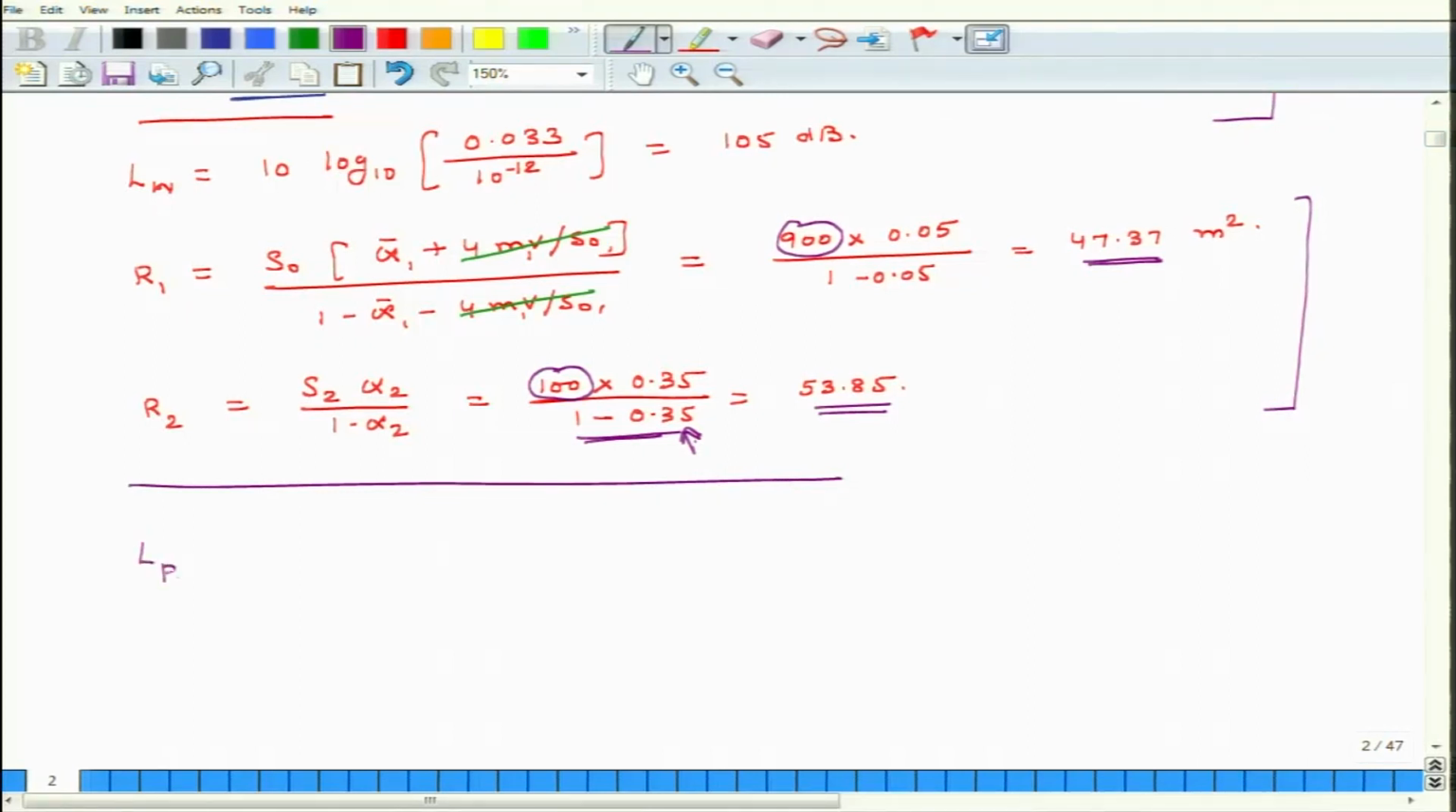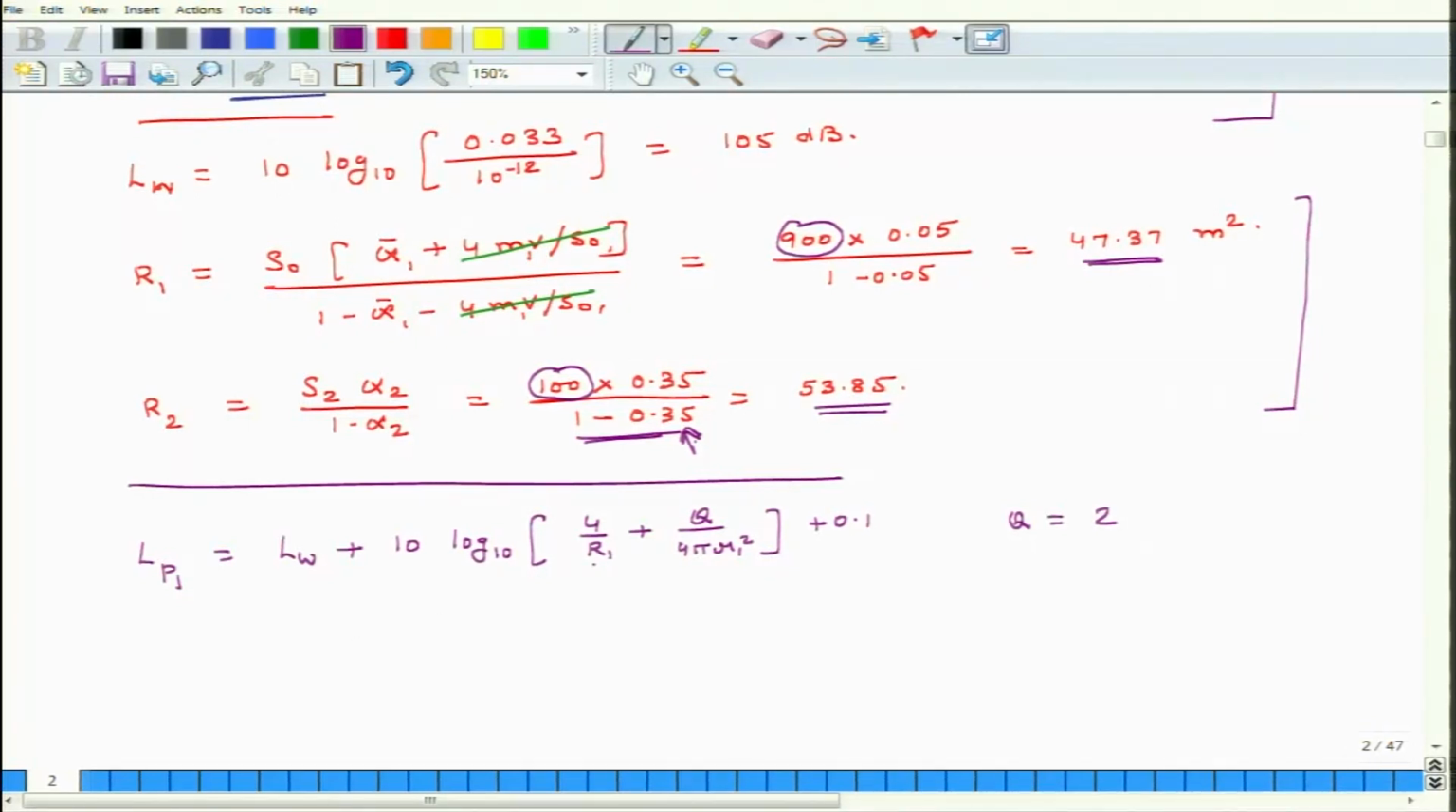So, LP1 equals LW plus 10 log 10 of 4 over R1 plus Q divided by 4 pi r1 square, plus 0.1. Okay. So, here Q is specified as 2, the directivity factor is given as 2.